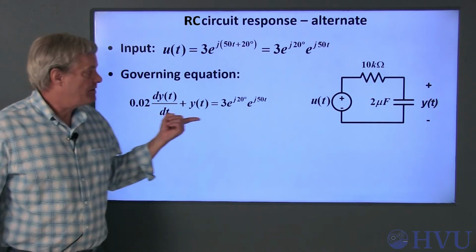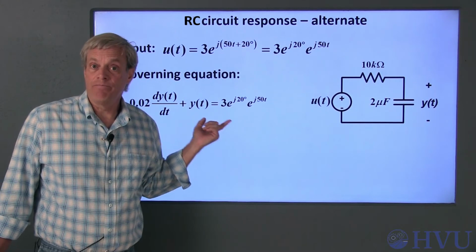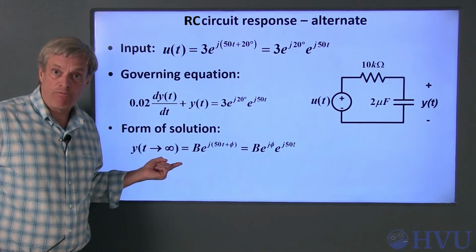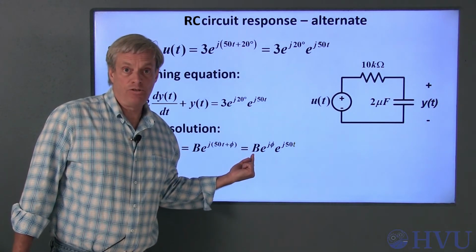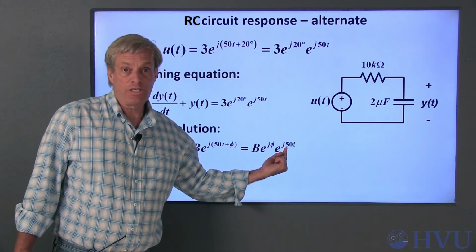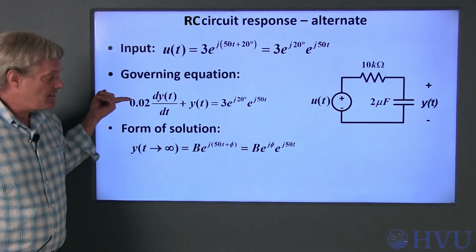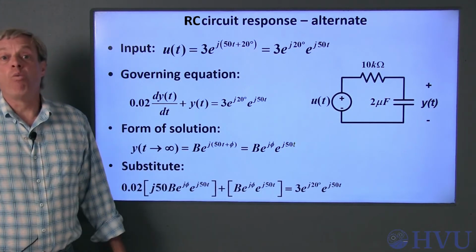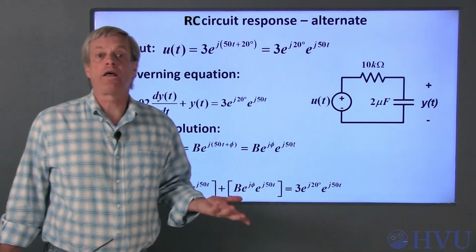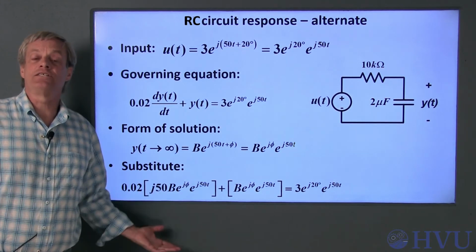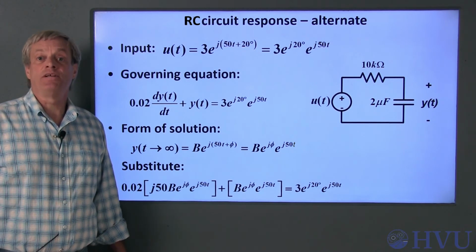The differential equation governing the circuit hasn't changed, except that the right-hand side is now a complex exponential. The particular solution has the same form as the forcing function, so it becomes a complex exponential with an unknown amplitude b, a frequency of 50 radians per second, and an unknown phase angle phi. Plugging this function into this equation gives us this. A wonderful thing happens in this equation. The e to the j50t terms all cancel out, which leaves us with a function that doesn't change with time. It's just a simple garden variety algebraic equation with some complex numbers in it.